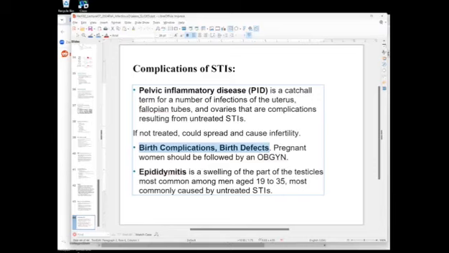For guys, they're not out of the woods. There is an infection of the tube that connects the testicles to the urethra, and it's actually a common thing among young men. So wear a condom, folks.